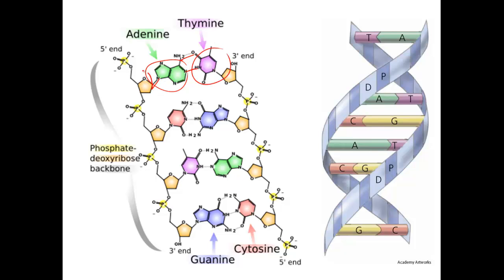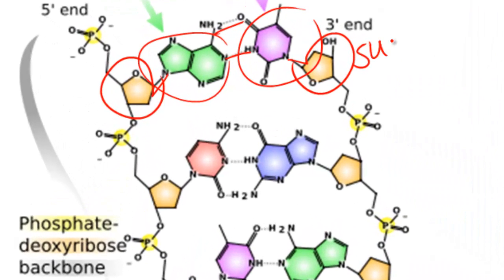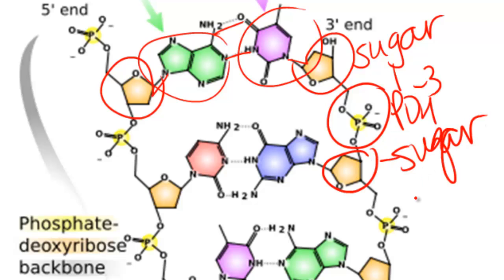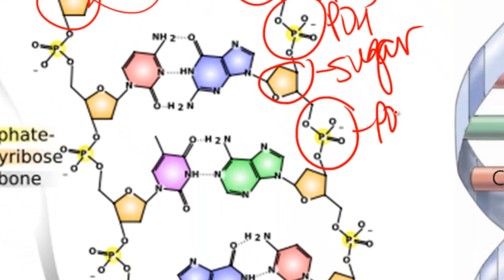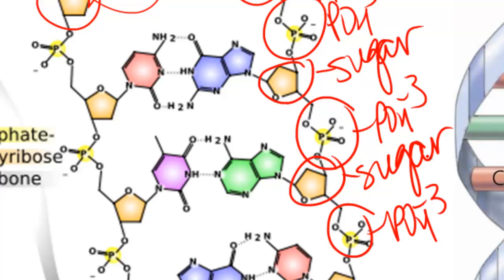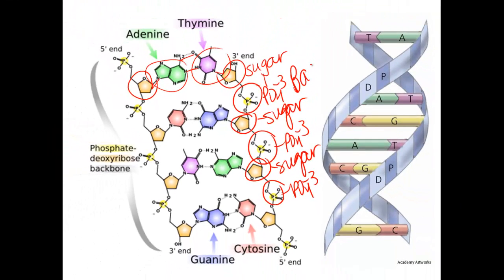And I want you to pay attention today to the fact that it's the sugar that's attached to the base. And the phosphate is in between 2 sugar groups. So if you look at the sugar-phosphate backbone, you'll see a sugar and a phosphate and a sugar and a phosphate, sugar, phosphate, etc. And that forms the sugar-phosphate backbone that twists up to form that double helix shape, as you can see here.